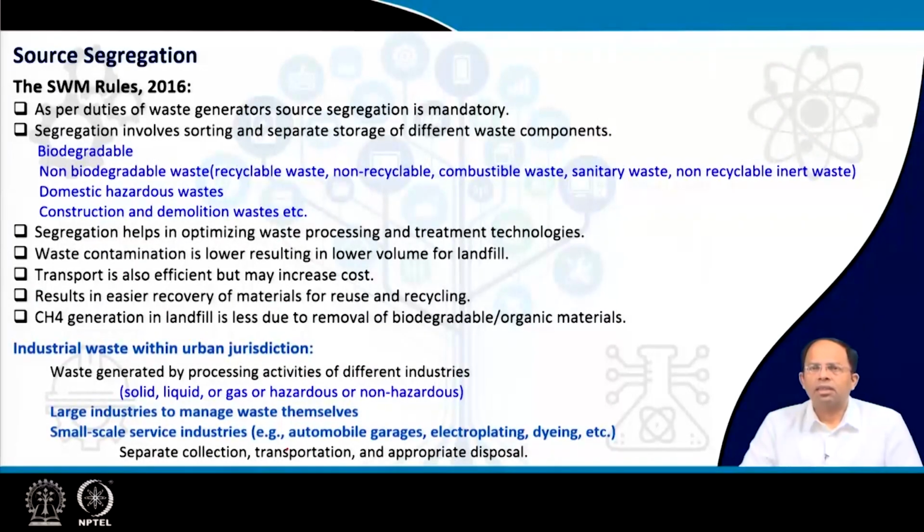Once we are done with minimization, the next strategy that the ULB should look at is source segregation. That is, first we reduce the total amount of waste that is generated. Then we look into how to separate the different categories of waste. As per the Solid Waste Management Rules 2016, as per the duties of waste generators, source segregation has been made mandatory. That means everybody has to segregate. Now, what is the amount of segregation? That is again a different issue.